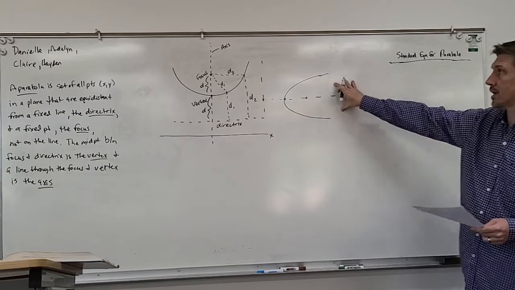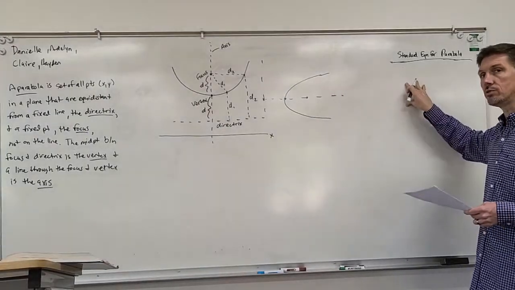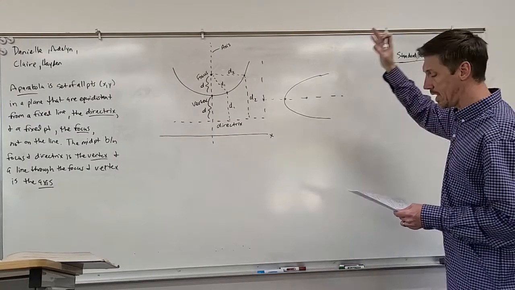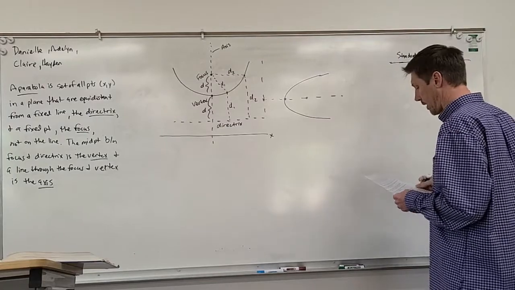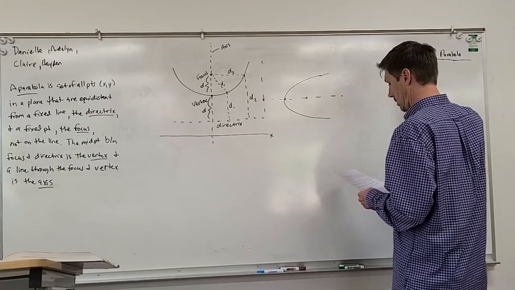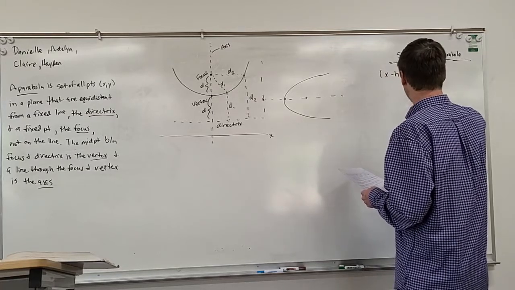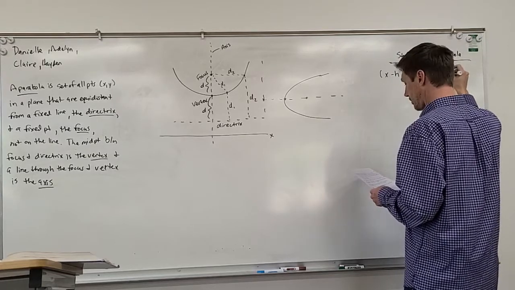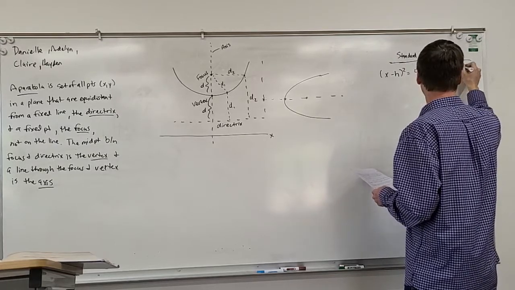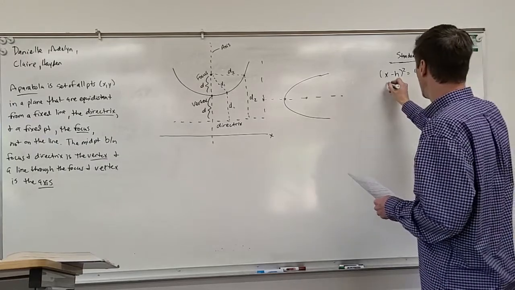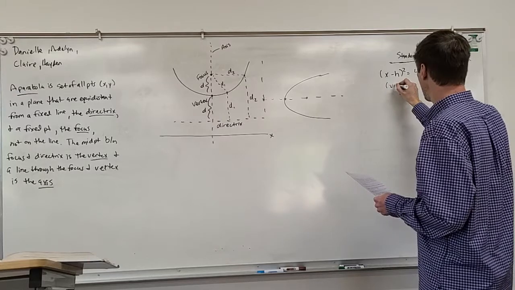And because of that, we're going to have two different equations for the standard form of a parabola. One where it's oriented up and down, and the other where it opens left or right. So the first one is (x minus h) squared equals 4p(y minus k), where p does not equal 0, and we'll define p in just a second. This is when we have a vertical axis.